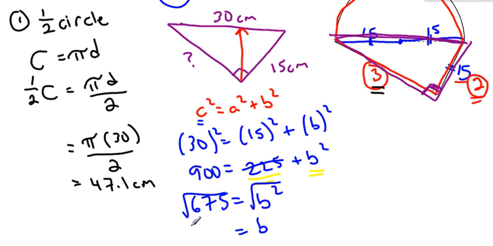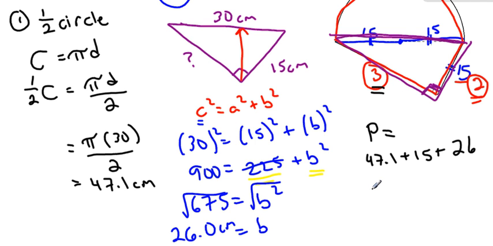So if I'm rounding to one decimal, that's basically 26, or 26.0 if you want to show that you rounded to one decimal clearly. So now I know that the length of the third side for the perimeter is 26.0. So altogether, my perimeter is equal to 47.1, that was the semicircle, plus 15, that was the short side of the triangle, plus 26.0, that's the long side of it. When I add those numbers together, I get the perimeter of the shape, which is 88.1 centimeters squared.